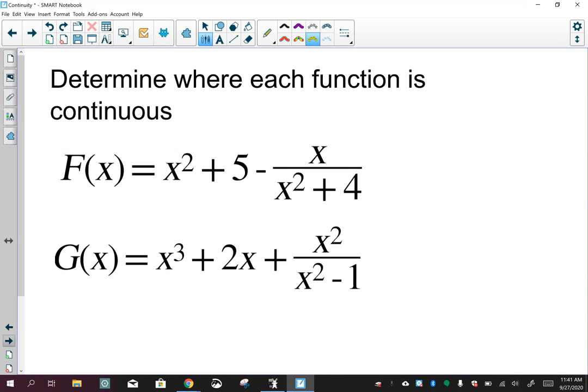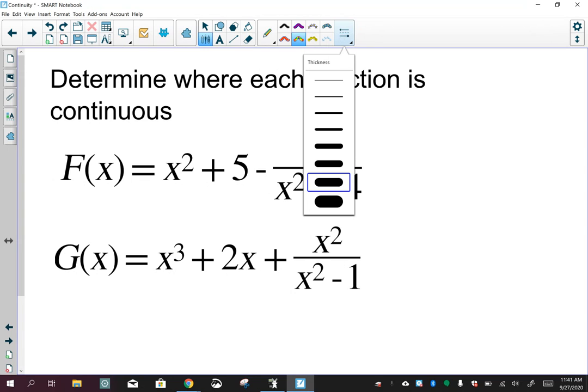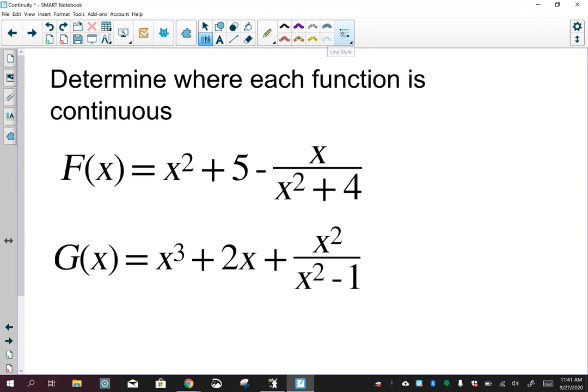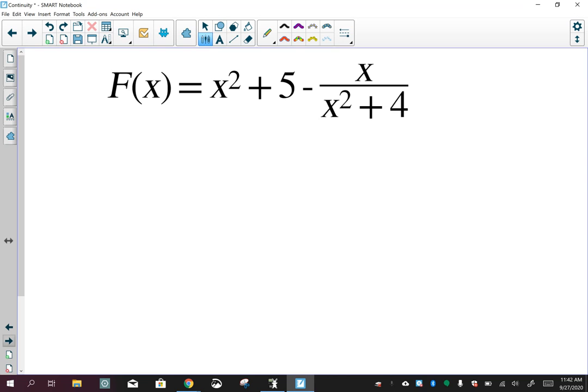So let's take a look here. These are what your problems are going to look like. It's going to say determine where each function is continuous. So they give you an f function and a g function. We're going to look at these separately. If I'm taking a look at the first one here, this f of x function, you're going to notice that this is kind of an ugly problem to look at.